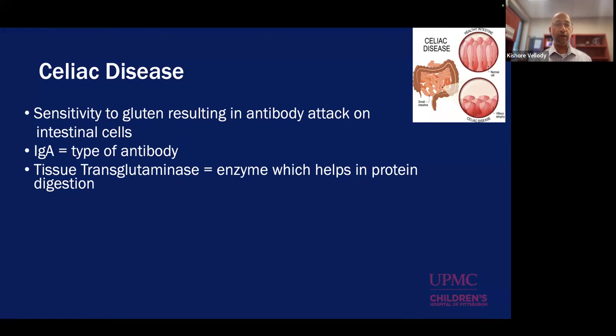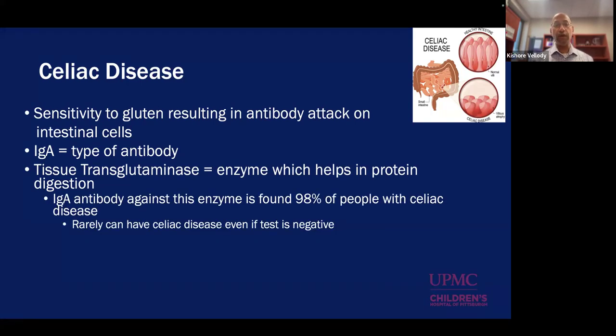So I told you about how IgA is a type of antibody, and TTG, or tissue transglutaminase, is an enzyme that helps in protein digestion. So when we have an IgA antibody against this enzyme, that's found in about 98% of people with celiac. So in about 2% of people with celiac disease, they're not going to have blood testing suggestive of celiac.